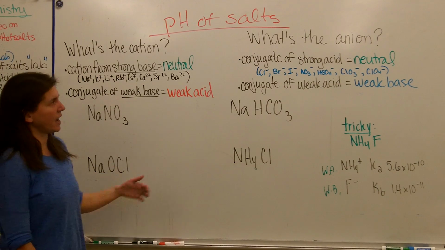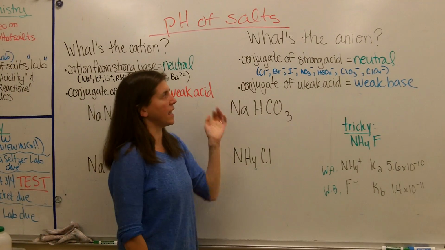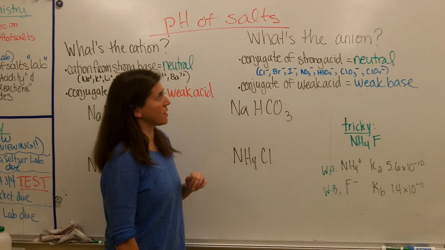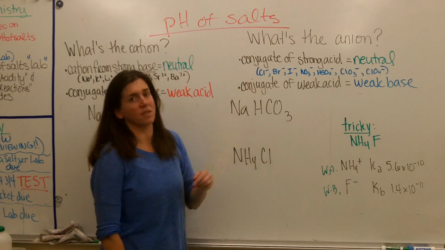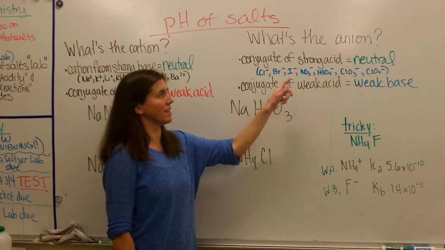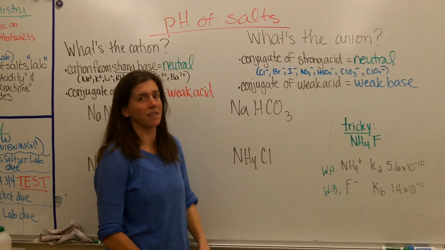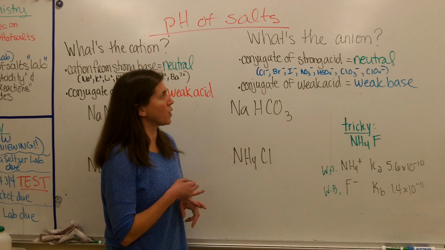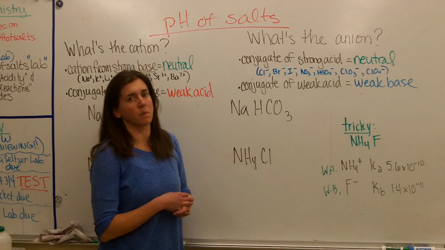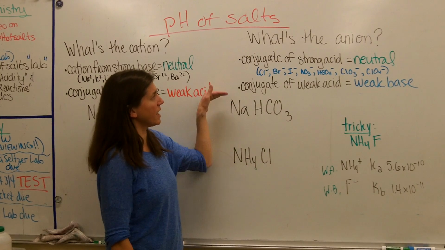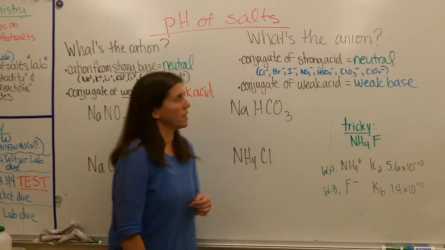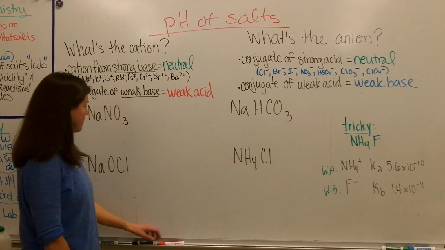Then you want to look at the anion. You've got two options for the anion. The anion either came from a strong acid, so you can think of it as the conjugate of a strong acid. Those strong acids, remember, there are 7 that you should know: hydrochloric acid, hydrobromic, hydroiodic, nitric acid. So any of those ions, nitrate, chloride, bromide, would all be neutral. So the conjugate of a strong acid will be neutral. If the anion is the conjugate of a weak acid, it will be a weak base. So let's look at some examples of this.